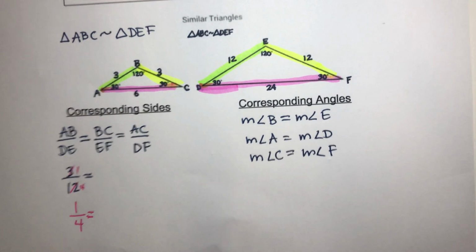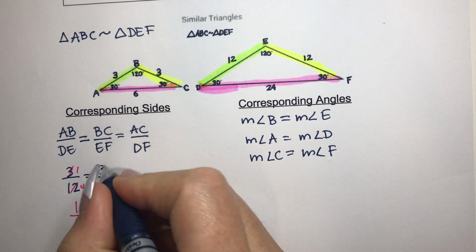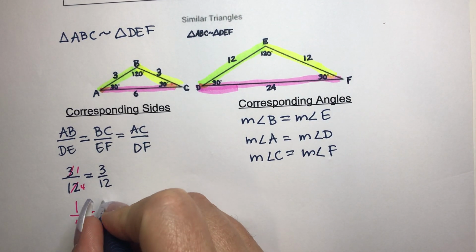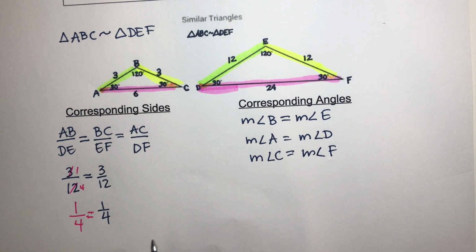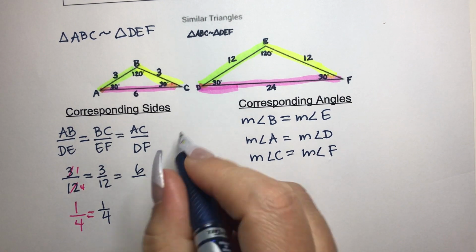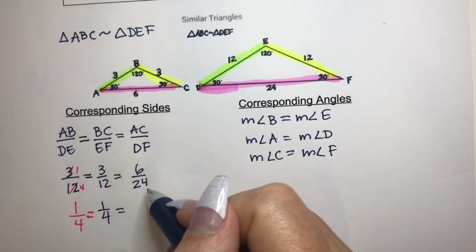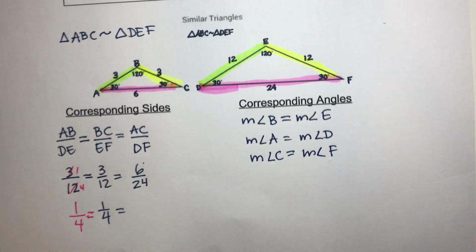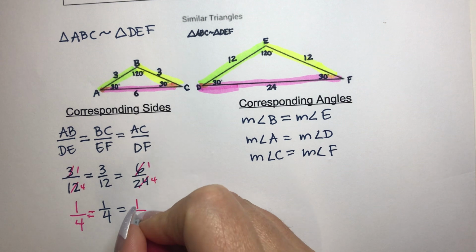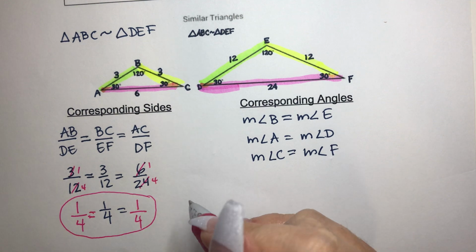So BC, let's do this next one, see if they're the same. BC is 3 over EF is 12. Okay, and we just figured out that 3/12 is the same thing as 1/4, right? What about this last one here? AC is 6 and DF is 24. Okay. What goes into both? 6. 6 goes into 6 one time, and 6 goes into 24 4 times, and so it is 1/4. So you see, they do have equivalent reduced ratios there.